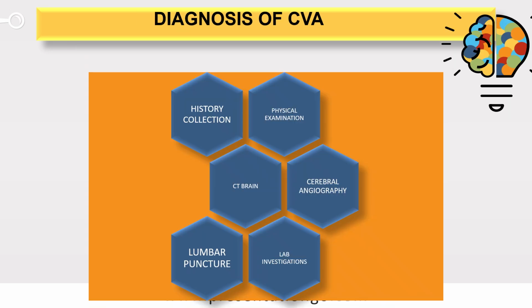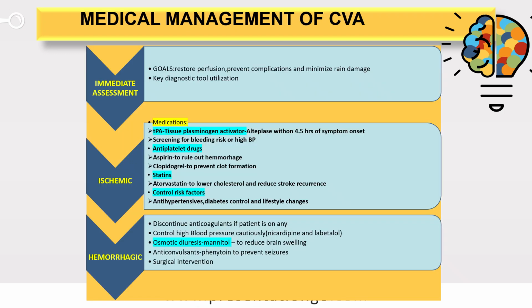The most important are history collection, physical examination, and CT brain. These three things are the core components of diagnosis. You can go with cerebral angiography, or lumbar puncture if it is a chronic meningitis. You may look for it. Lab investigations, you may also do.